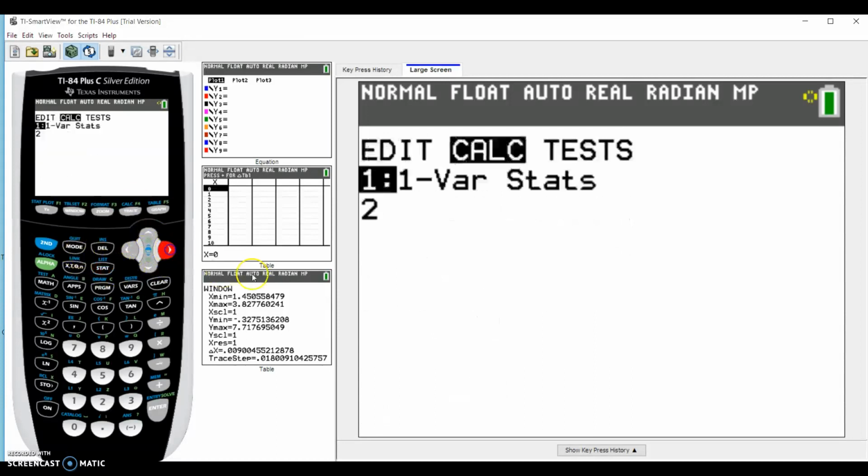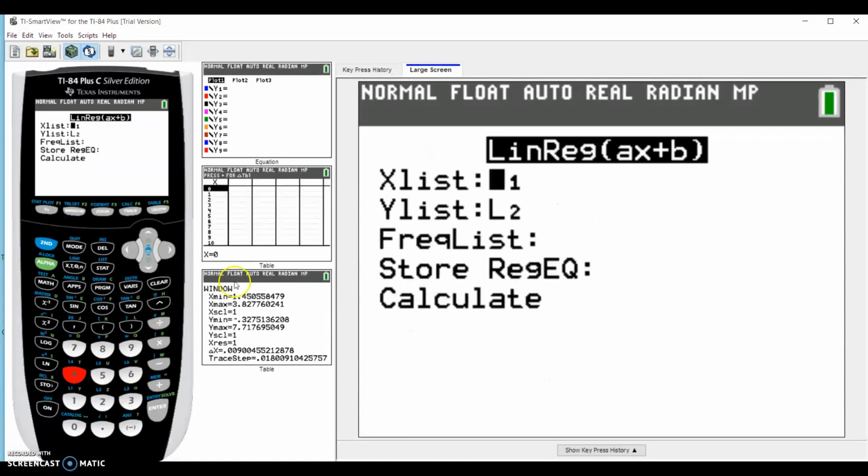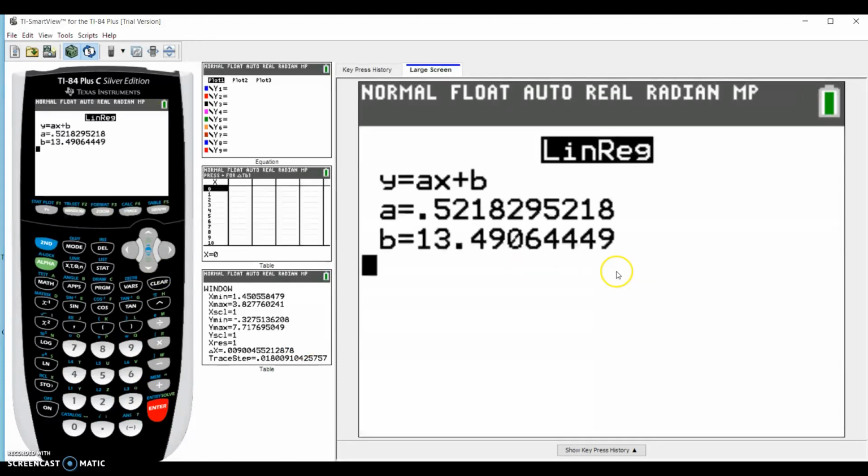The other thing that's going to be useful is the linear regression line. It doesn't matter if you choose number 4 or number 8 here. They just have a different format for where the slope is, but they're going to give you the same final answer. So we go number 4, we've got my X list is list 1, my Y list is list 2, and I press calculate. That is giving me the equation for my regression line. So my slope is 0.5 and my y-intercept is 13.5.